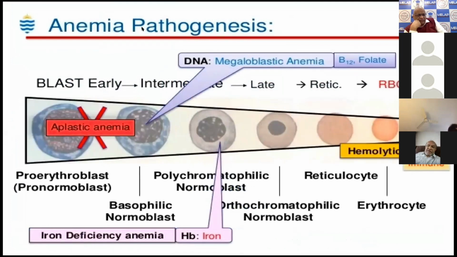If you see the pathogenesis from proerythroblast to reticulocyte and ultimately RBC, in case of aplastic anemia, maturation stops at the level of blast. Blasts are not produced. In case of leukemia, blast cells are produced, but there is no further maturation. In case of megaloblastic anemia, B12 or folate deficiency, there is a defect in the nuclear maturation, and in case of iron deficiency, there is a defect in the cytoplasmic maturation. And in case of hemolytic anemia, there is peripheral destruction of the erythrocytes.